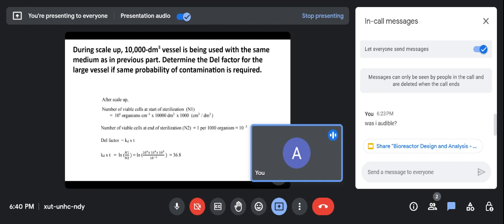So let's move on. During scale up, a 10,000 dm³ vessel is being used with the same medium as in the previous part. So you have to determine the del factor for the large vessel if the same probability of contamination is required. So after scale up, the number of viable cells at the start of the sterilization is this.